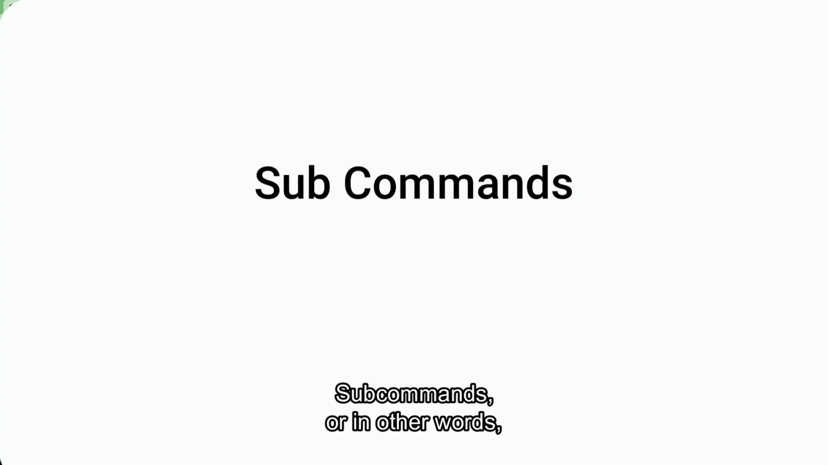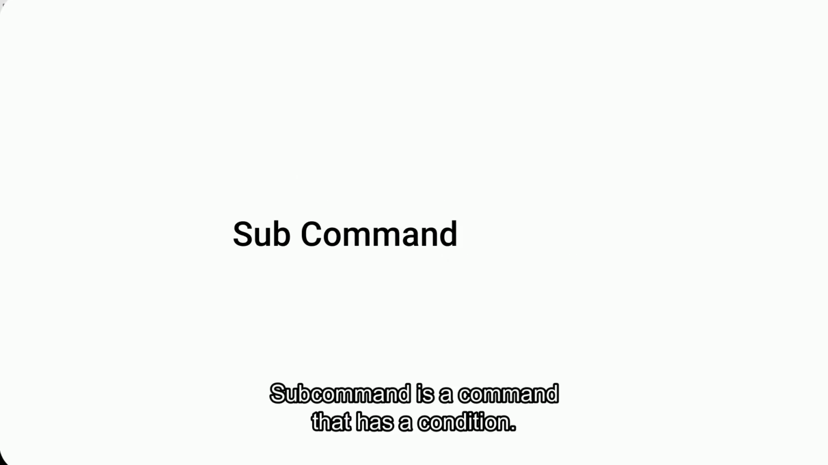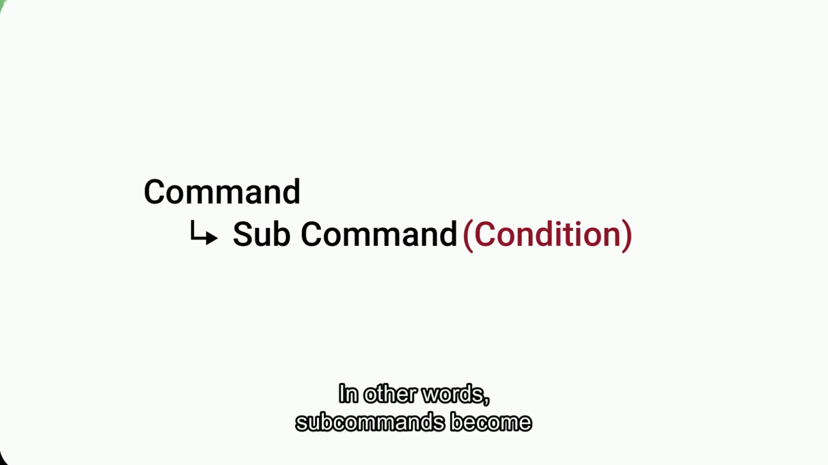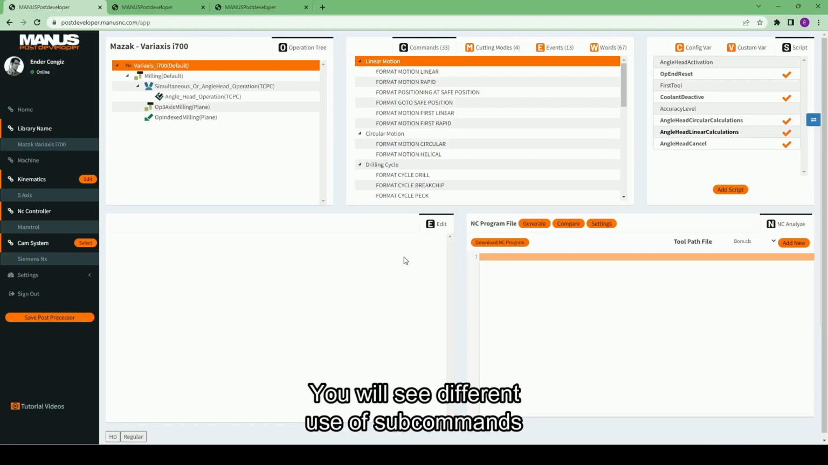Subcommands, or in other words, child commands, are one of the reasons why Monospose Developer is so powerful. A subcommand is a command that has a condition. In other words, subcommands become active only when its condition is satisfied. You will see different use of subcommands in almost all the post processors.